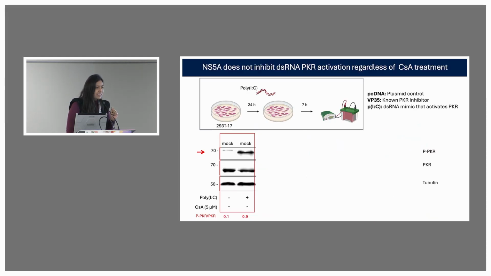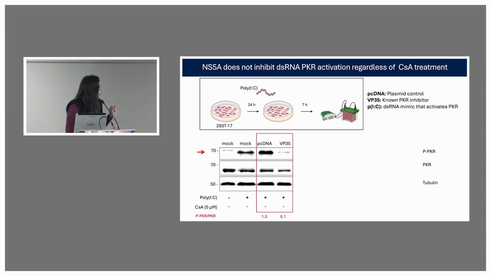We used 293T cells, which are highly transfectable cells, and we transfected them with poly-IC, which is a double-stranded RNA mimic molecule. I told you that PKR is activated by double-stranded RNA. So here, as you can see in the first 2 lanes, when we add poly-IC, we see PKR activation. So our model worked, and then we decided to do this.